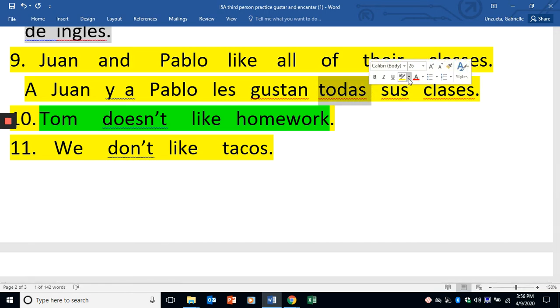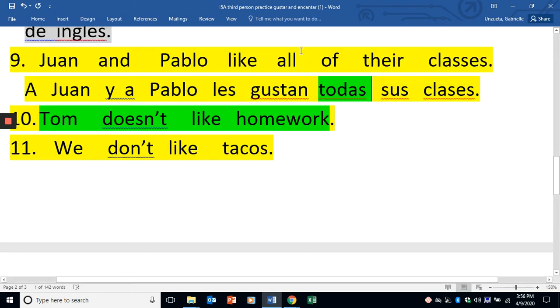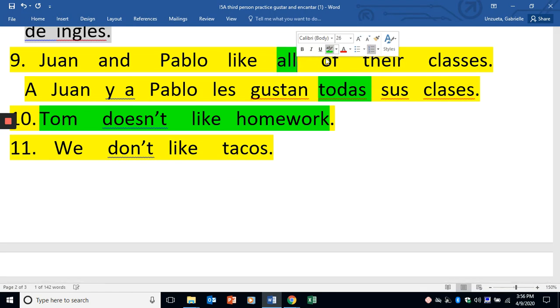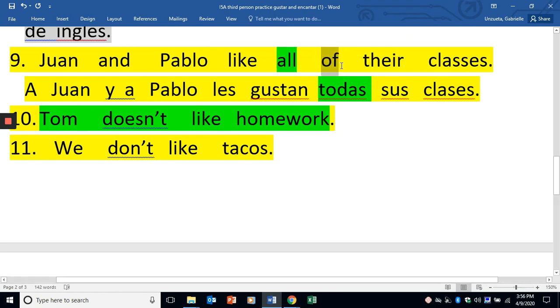So let's look at this todas right here. That's going to match with all. Now, if you notice in English, we put of there: all their classes, all of their classes. We don't have to put the of in English, but we can. In Spanish, you may not put the of. Not a possibility. So I'm not going to put it. And then there matches with sus, plural clases. Lean conmigo, chicos. A Juan y a Pablo les gustan todas sus clases.